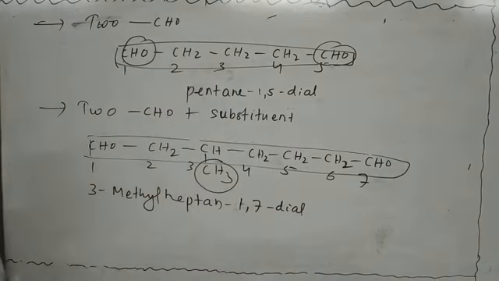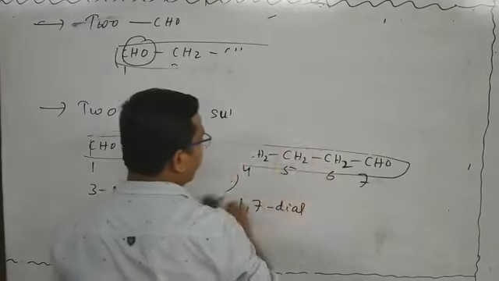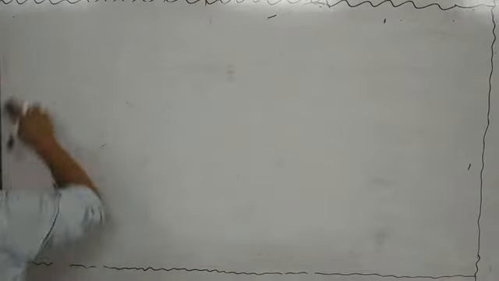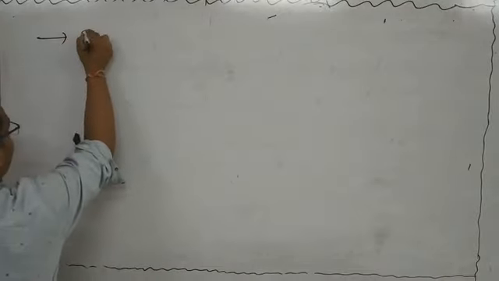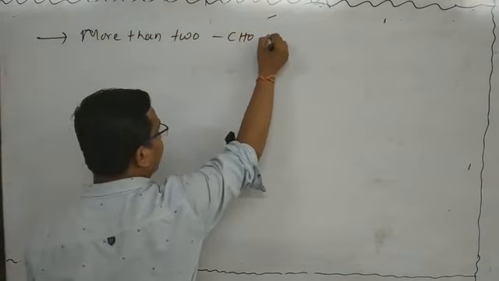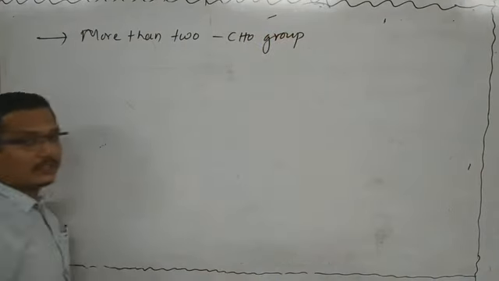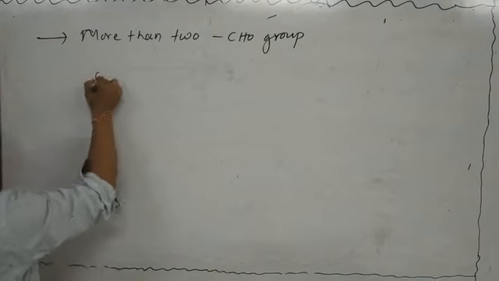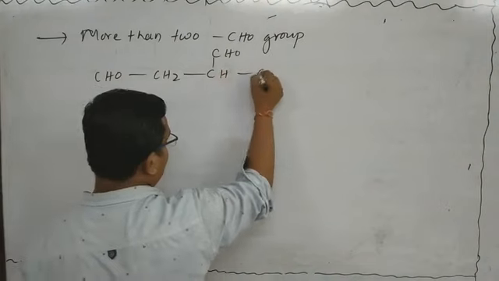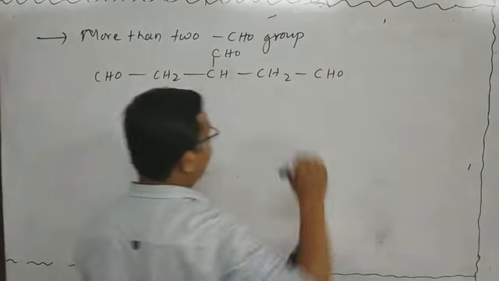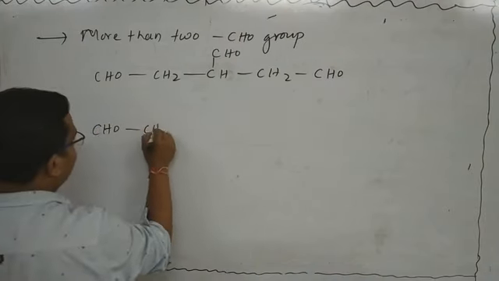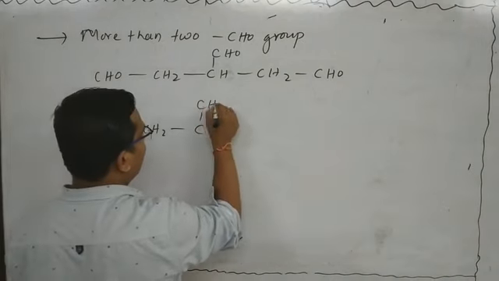Suppose an organic compound contains more than 2 CHO groups. Take an example: CHO, CH2, CHO. This is the best example for this point. Another case is also possible here. Think about this example.